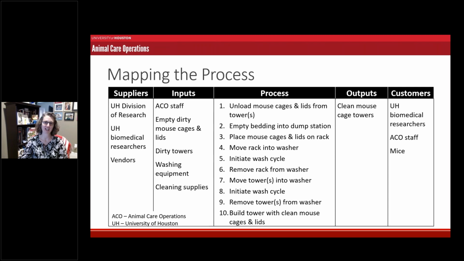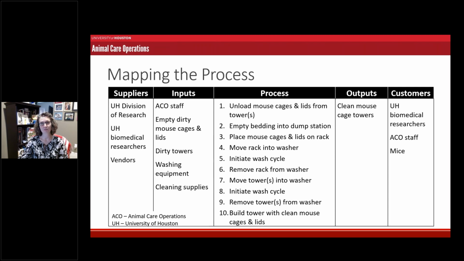If we back up for a second, our inputs are the staff that work in this area. Of course, we've got those dirty mouse cages and lids, we've got our dirty towers, we've got our washing equipment, and our cleaning supplies. And so our suppliers, where do we get all this from? Our staff is coming from our division of research. We've got our dirty mouse cages coming from our biomedical researchers who are doing their various research projects, and all our equipment is coming from various vendors.